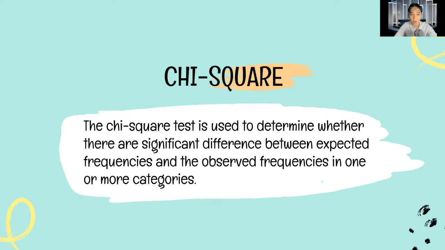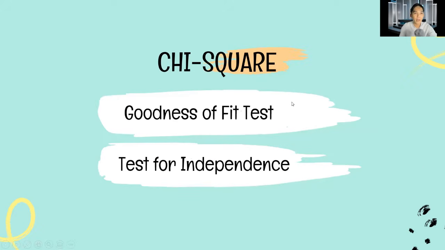So what is chi-square? The chi-square test is used to determine whether there are significant differences between expected frequencies and the observed frequencies in one or more categories. So ano ba itong expected frequencies at observed frequencies? Malalaman natin yan dito sa formula. We have two types. Focus tayo sa goodness of fit and test of independence.